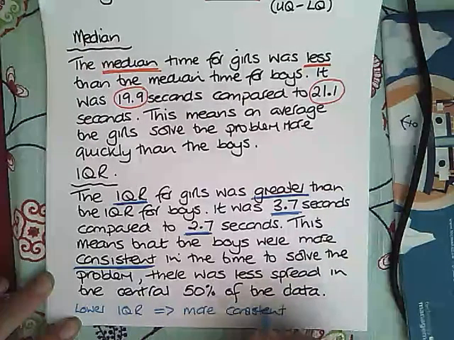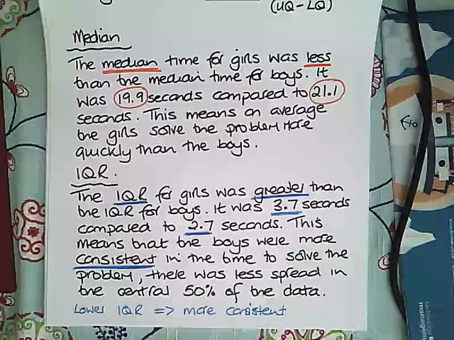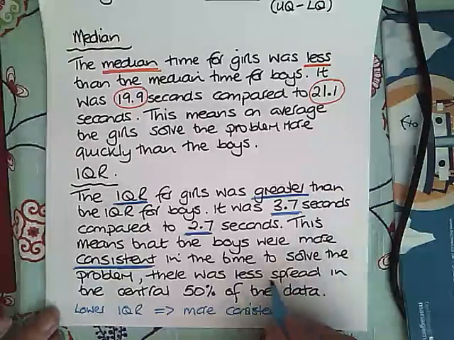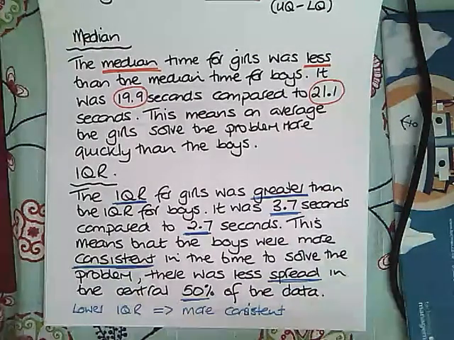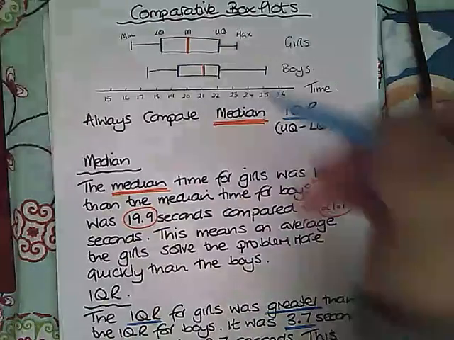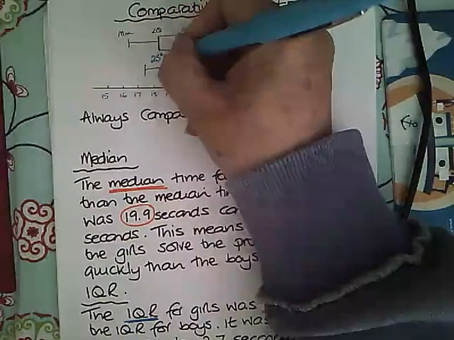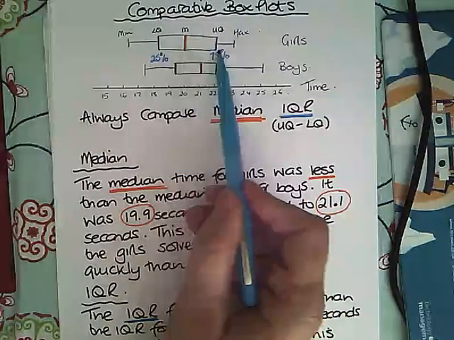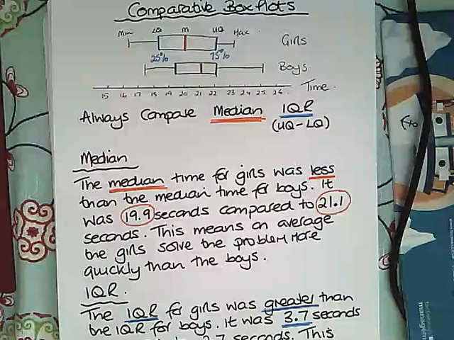So if your interquartile range is small, it means that your data is more tightly grouped. The middle 50% of the data is more tightly grouped about the median, and that's better from a statistical point of view. So it's more consistent in the time taken to solve the problem, and then this is just a little bit of an add-on. There was less spread in the central 50% of the data, because that's what the interquartile range is, isn't it? This is 25% into the data. This is 75% into the data. That means we are looking here at the middle 50% of the data.